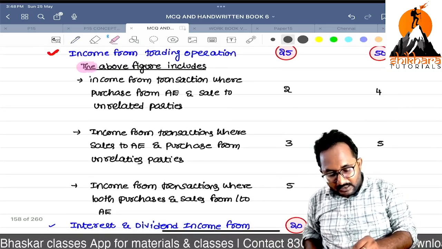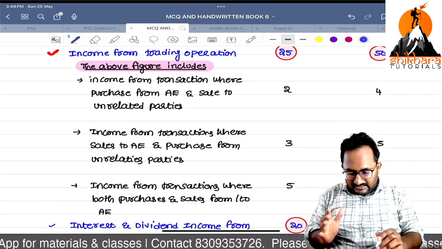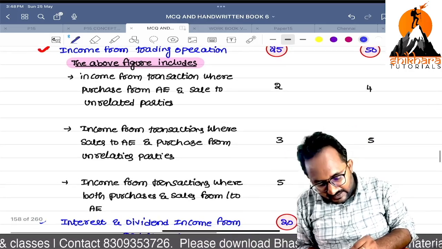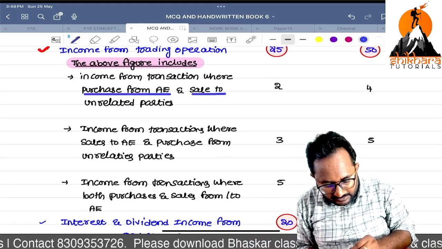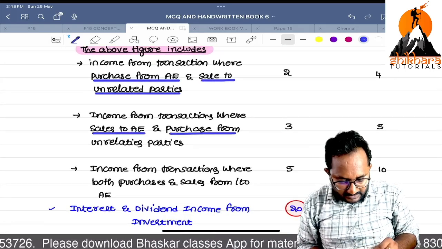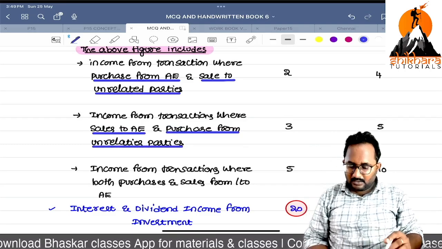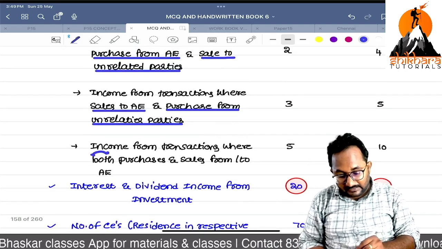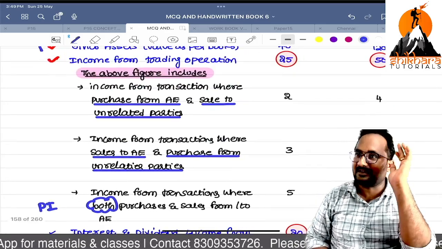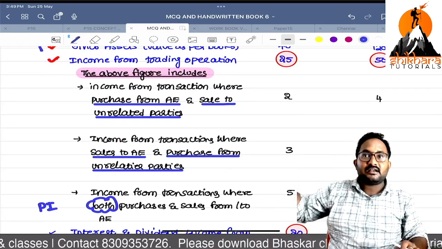So, in that above 25 and 50, the following things are included. Can you tell me? Read these 3 things. Out of these 3, which one is a passive income you need to identify? Purchases from AE, sale to unrelated party. Can you treat it as a passive income? No. Sales to AE, purchases from unrelated party, is it treated as a passive income? No. Income from the transaction where both the purchases and the sales are through AE. Now we can treat this as what? Passive income.